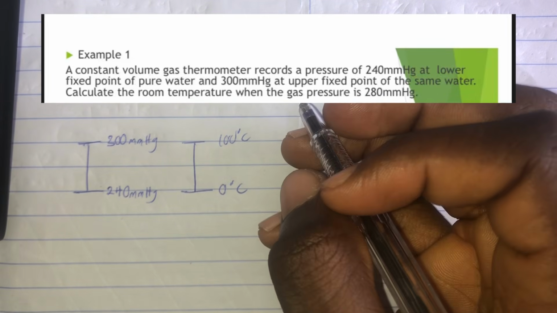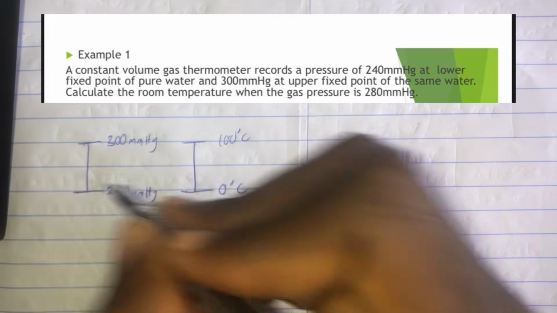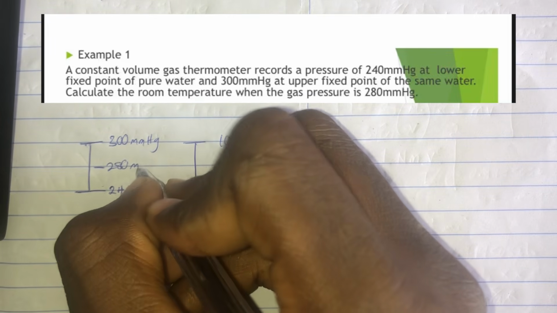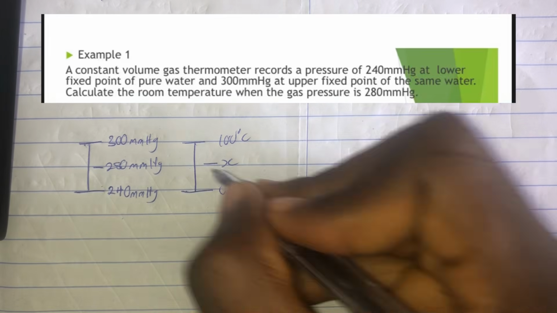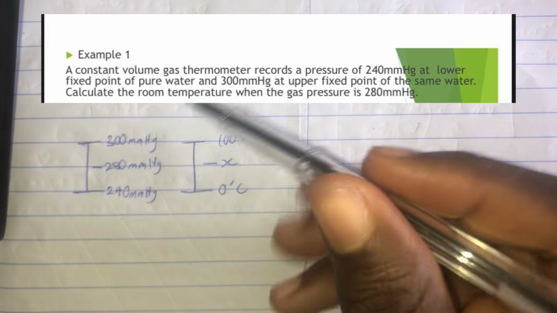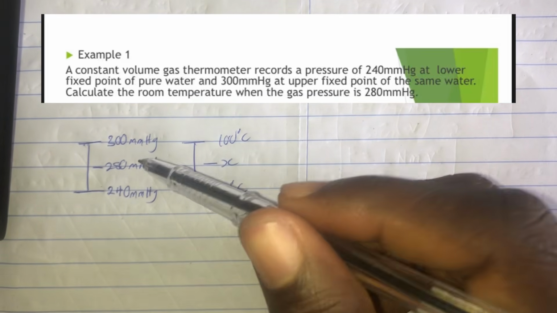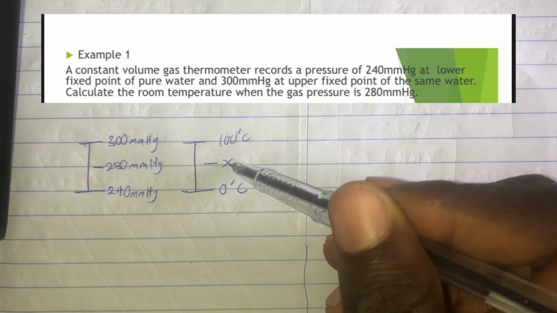And it said calculate the room temperature when the gas pressure is 280 millimeter mercury. What is the room temperature? Let's call the room temperature X. So we're looking for X. To solve questions like this, you just need to compare the stuff, and anything you do in this place, you do also in this place.